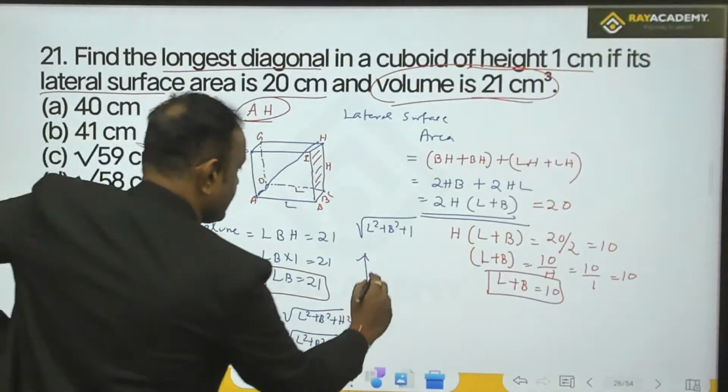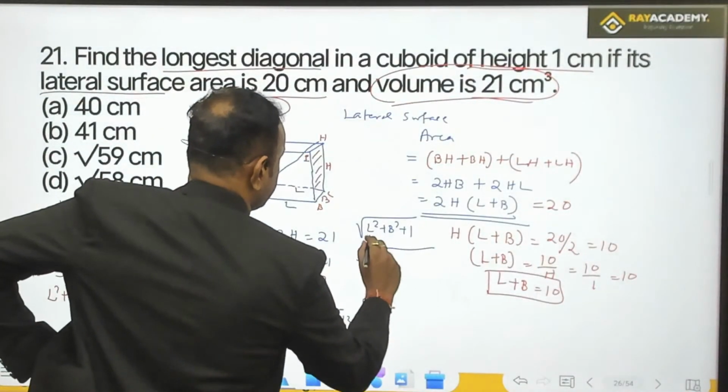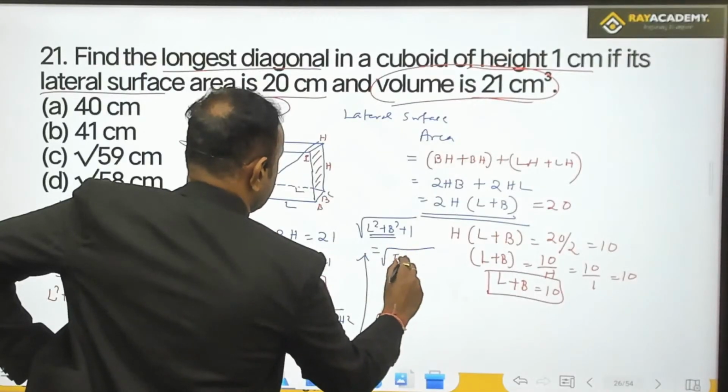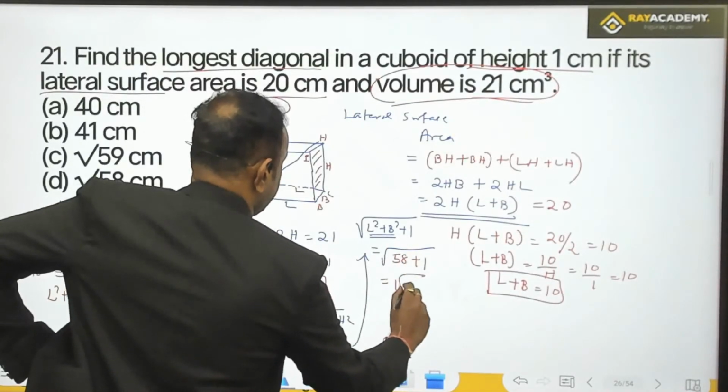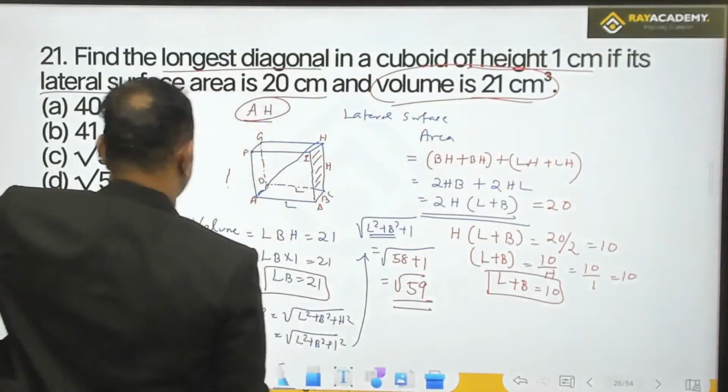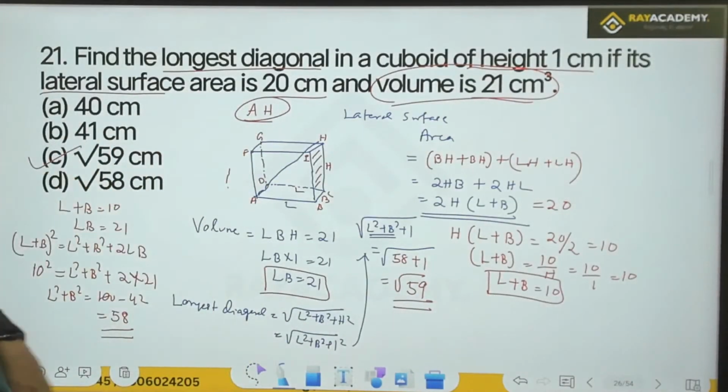So you can put the value here: square root of L square plus B square, which is 58, plus 1. So that is square root of 59. So the right answer is square root of 59.